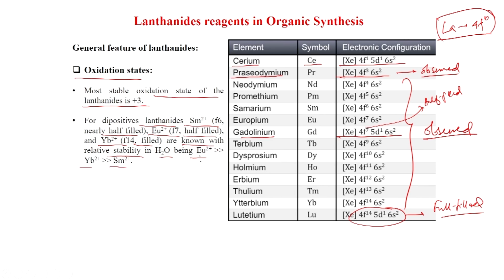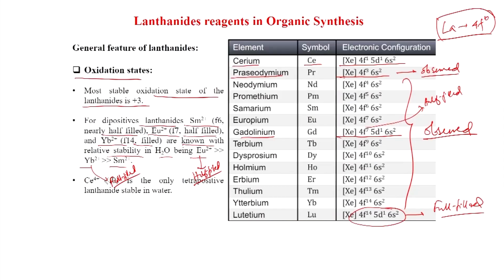So, this is half filled. Half filled is more stable than full filled. So, this is full filled. Half filled is more stable than full filled, because it is more stable if there is one electron in each orbital. And cerium +4 is 4f0, ceric chloride we have seen earlier also. So, Ce4+ is the only tetrapositive lanthanide stable in water.